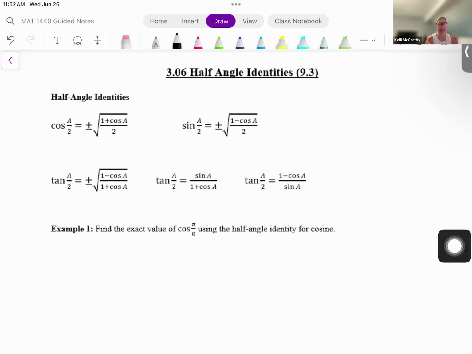The plus or minus is going to be dependent based on where our angle lies. So that sign will be dependent and figured out as we work through the problems.